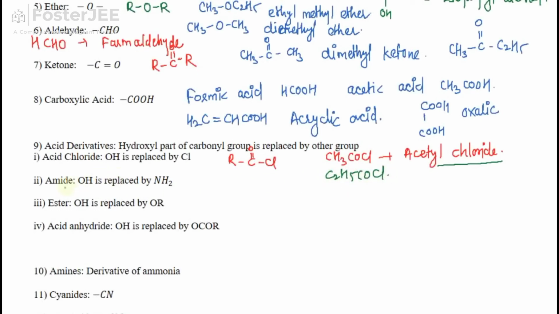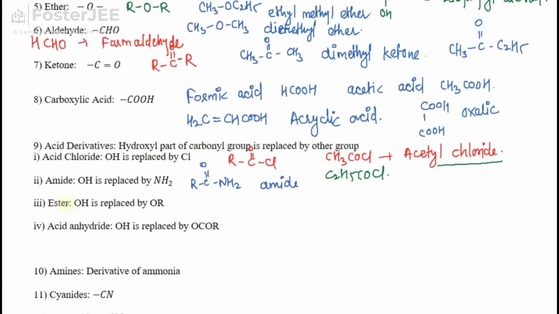Now the next one is amide, in which OH is replaced by NH2, and the functional group is R C double bond O NH2. The suffix used for this one is amide. So the names of the compounds are formamide, acetamide, and so on.